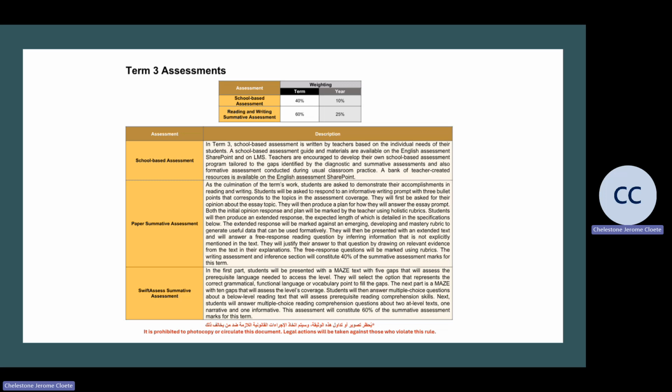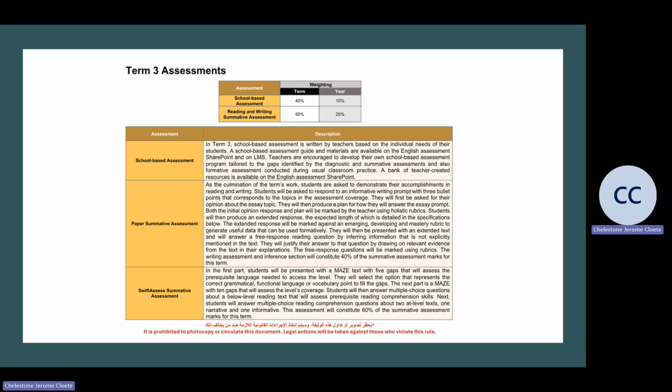So this is the outline of your assessment. I'm not going to go through the school-based assessment, only the paper summative assessment as well as the Swift summative assessment. For grade 7, your reading and writing summative assessment altogether is 60% for this term. Your school-based assessment would be 40%. All right.